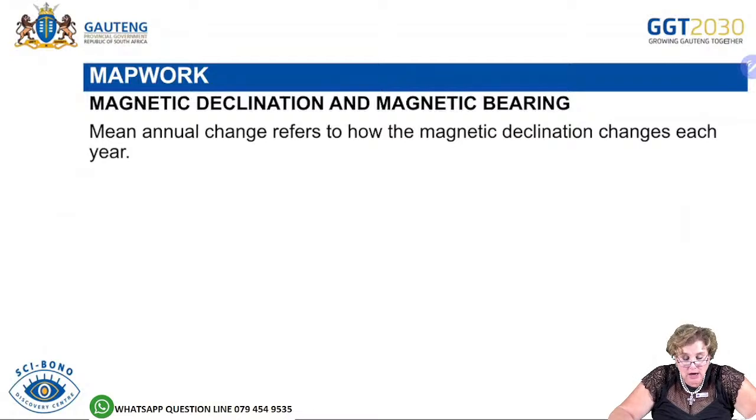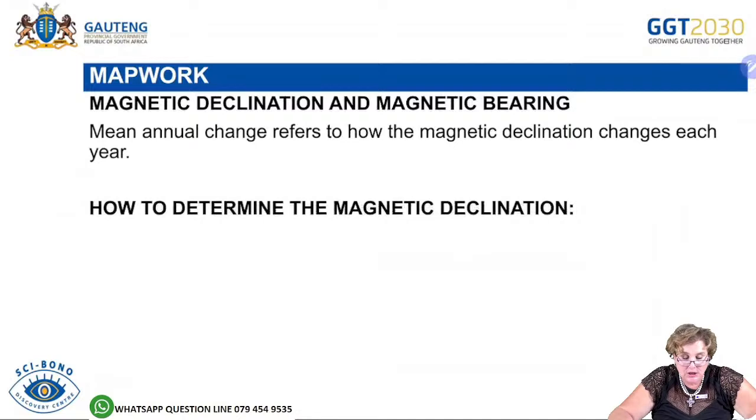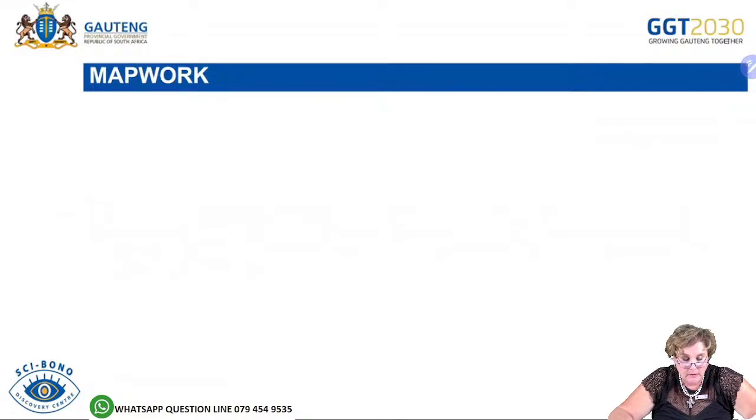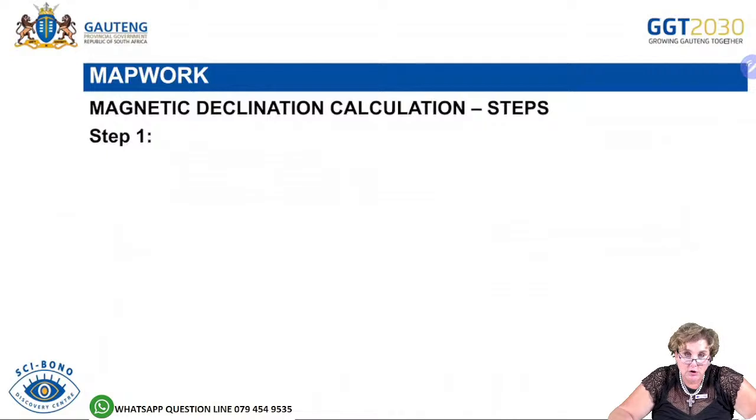The mean annual change refers to how the magnetic declination changes each year. Now, how to determine it? Use the information on the map and determine the magnetic declination for 2024. That's how the question will read. So, I go now to step 1.